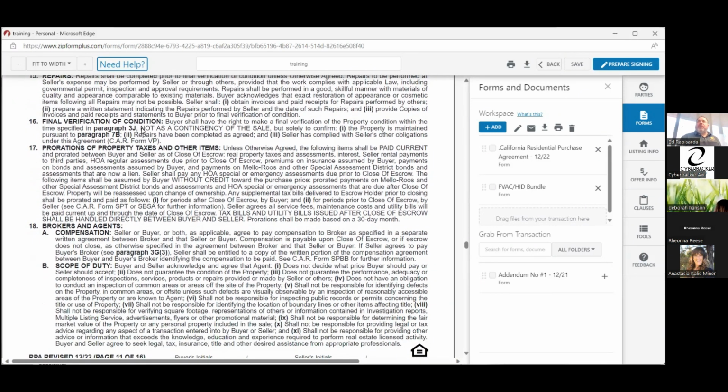Final verification of condition. I get this all the time. We want to hold up escrow because the seller hasn't completed their repairs. Right? This is not a contingency of the sale. It's strictly to confirm what was done. Right? That's why we do a verification of the premises, the CAR form VP.